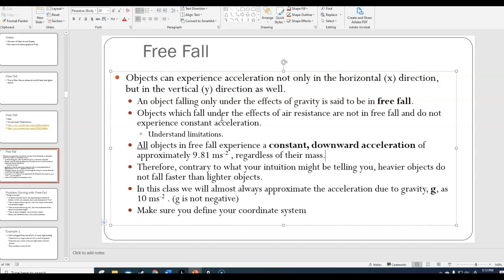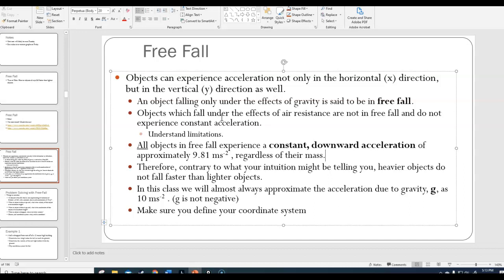Okay, now, a couple things. Let's break this down. Number one, all, meaning regardless of the mass, heavier objects don't fall faster than lighter objects, assuming that you're talking about free fall. Okay, constant acceleration is important because we know how to solve problems with constant acceleration. Okay, that's what we've been doing for the past couple days.